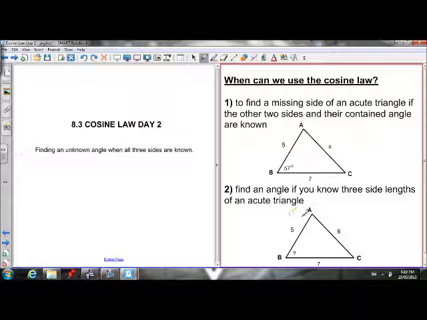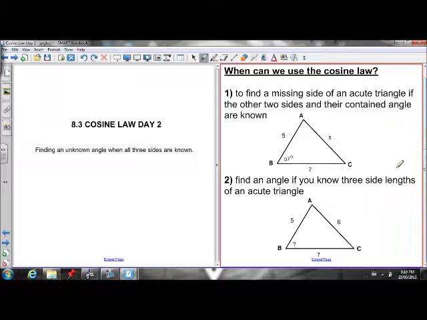In today's lesson, we're going to find another use for the cosine law. If you know all three sides and you want to find an angle, you can use the cosine law in that scenario as well. So that's what today's lesson is going to focus on.